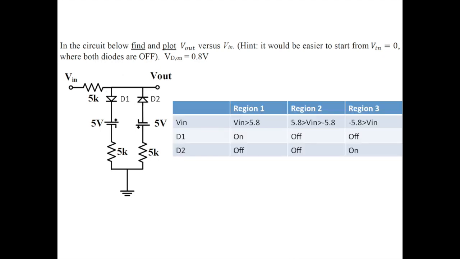So now we've broken our circuit analysis down into 3 different regions. The first region being when V in is greater than 5.8 volts, so D1 is on and D2 is off. The second region being where V in is between 5.8 and negative 5.8 volts, where both diodes are off. And then region 3 being where V in is less than negative 5.8 volts, where D1 is off and D2 is on. So now let's consider each of these regions individually.